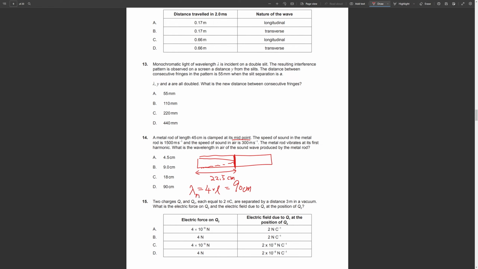But this is the wavelength inside the rod. The wavelength in air, however, is different. Let's take a look at v equals f lambda.